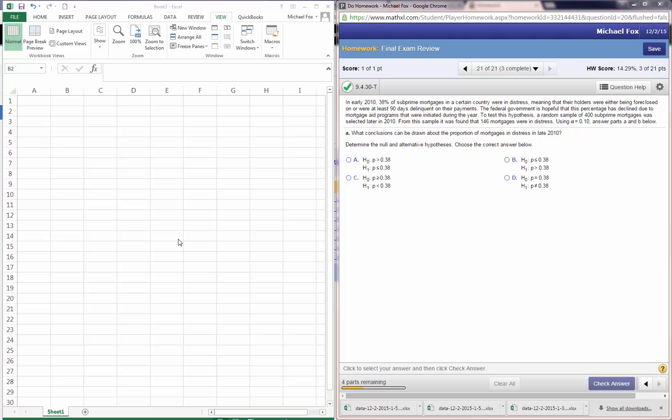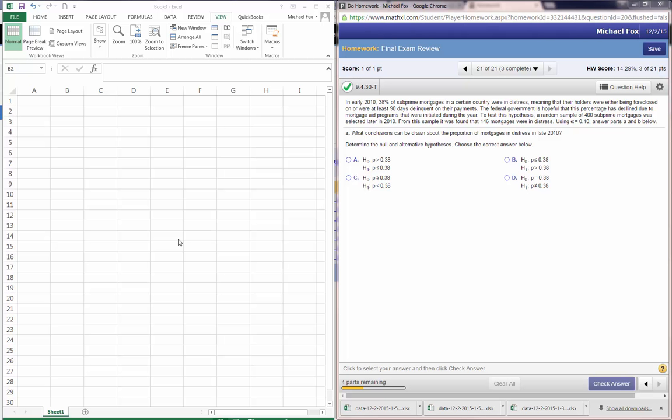Okay, so A is, what conclusions can be drawn about the proportion of mortgages in distress? Determine the null and alternative hypotheses. So in this one, we have to read through this, and what we're trying to find out is whether or not the number of delinquent or distressed mortgages has dropped.